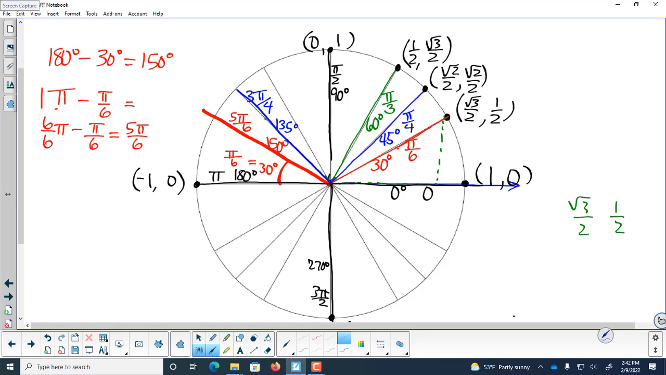It gets a little messy when I start drawing all that stuff. That's why I'm doing the colors, thinking that will help you. Okay. So this one's going to be a 60-degree reference angle. So 180 minus 60 is 120. Pi is going to be 3 pi over 3 minus 1 pi over 3, which is 2 pi over 3. So in quadrant 2, the numerator is 1 less than the denominator.